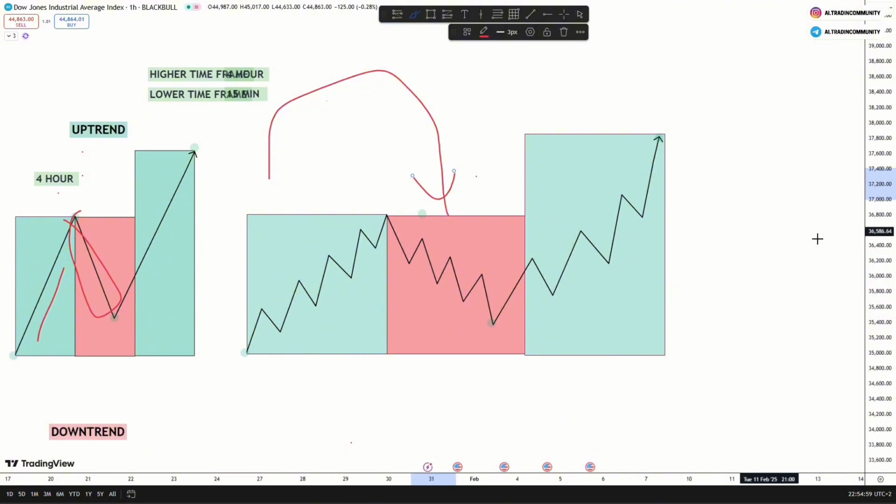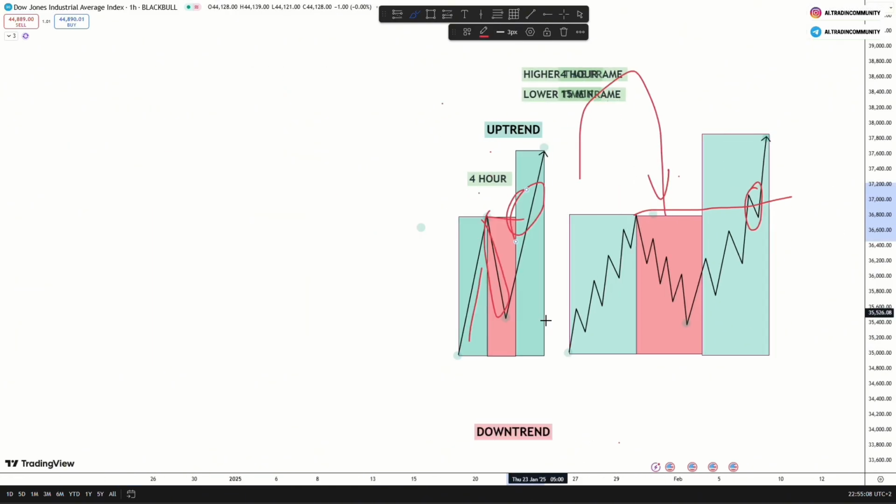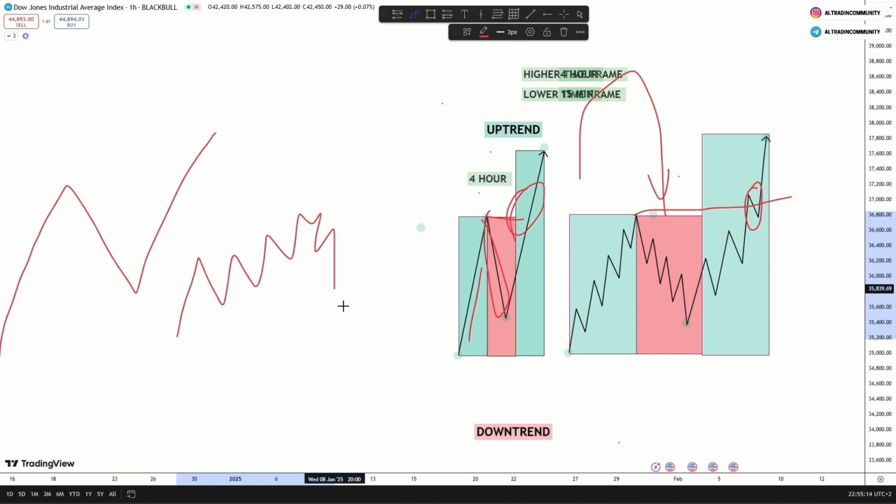So after that, you can see that this previous high was broken by the 15-minute. Again, here you can see that this previous high was broken. So during a great rally on the 4 hour, you can see multiple uptrends, multiple downtrends, and multiple uptrends again. Multiple breaks of structure and changes of character in the lower time frame.